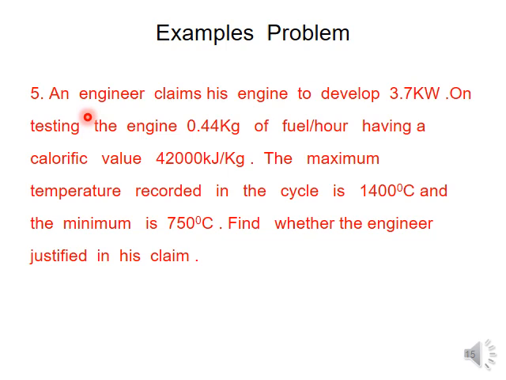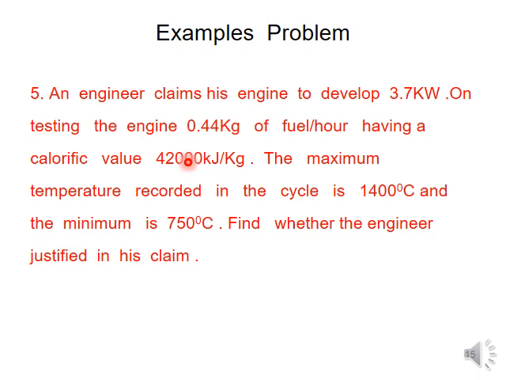An engineer claims his engine to develop 3.7 kilowatts. On testing the engine, 0.44 kg of fuel per hour, having the calorific value of 42,000 kilojoule per kg, the maximum temperature recorded in the scale is 1400 degrees centigrade and the minimum is 750 degrees centigrade. Find whether the engineer is justified in his claim.